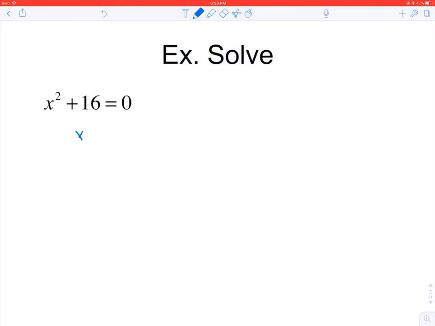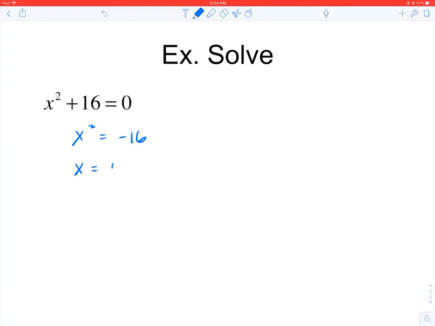Okay, so if we try to isolate the perfect square here, we would end up with x squared equals -16. And something should be going off in your head that, oh, this isn't going to work, because you have to think, is there any real number that when squared, so multiplied by itself, will give you a negative number? And the answer is no.